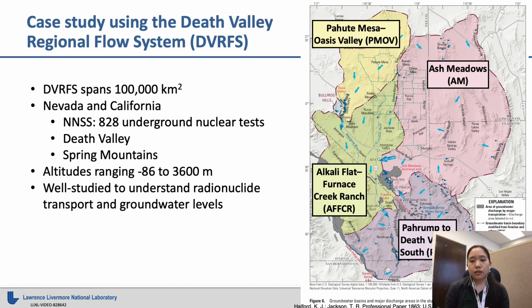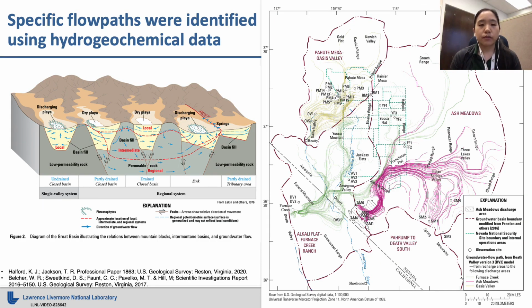The DVRFS spans 100,000 square kilometers, mostly in Nevada and a little bit in Southern California. It also includes the Nevada National Security Site, or NNSS, where hundreds of underground nuclear tests were performed. It also includes the Death Valley and Spring Mountains and just a wide range of altitudes, and it is a well-studied system, especially to understand radionuclide transport and groundwater levels. And so specific flow paths have been identified using hydrogeochemical data.